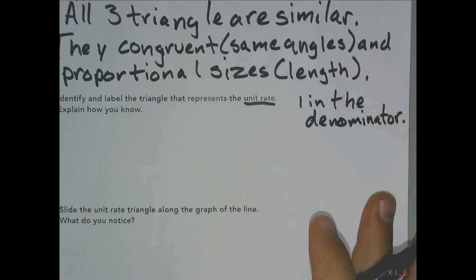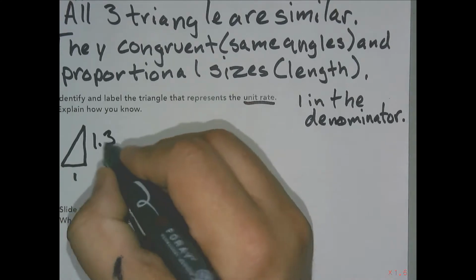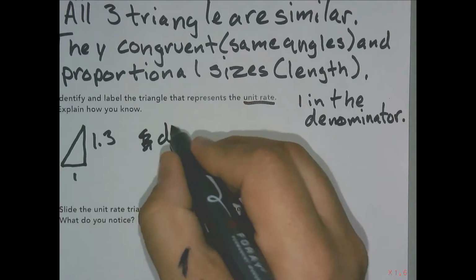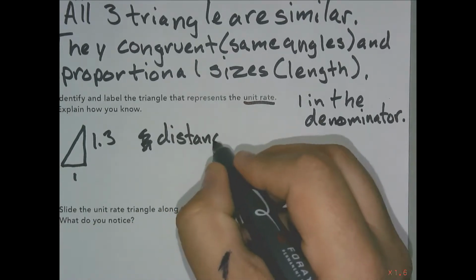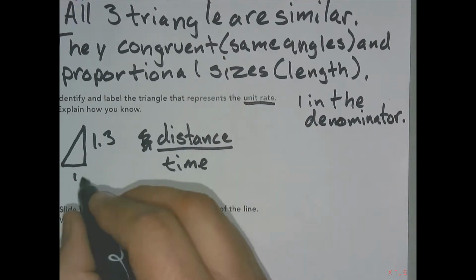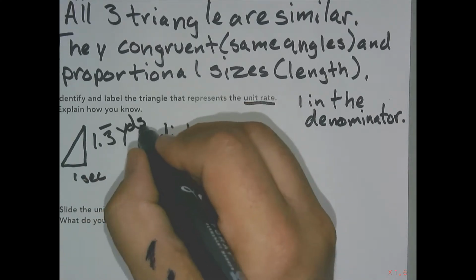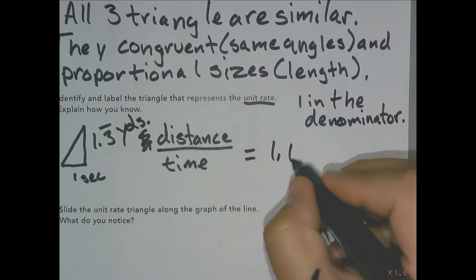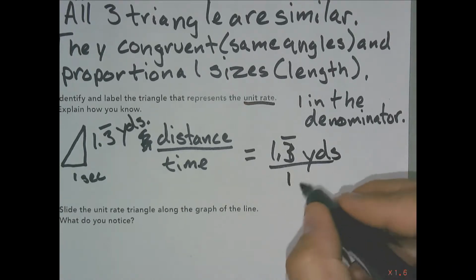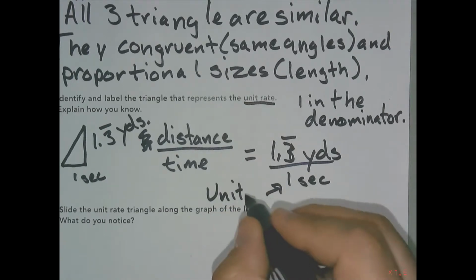Okay, so now there was only one triangle that had 1 in the denominator. Remember that we were comparing the height or the distance in yards. So we were comparing the distance over time. And this triangle had, at 1 second, we were 1.3 repeating yards. So I would say 1.3 repeating yards per 1 second. And that's where we get the unit rate, because we have 1 in the denominator.